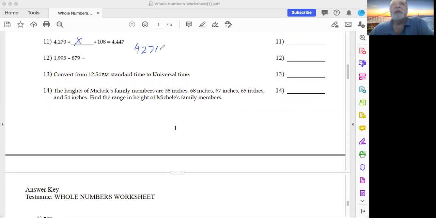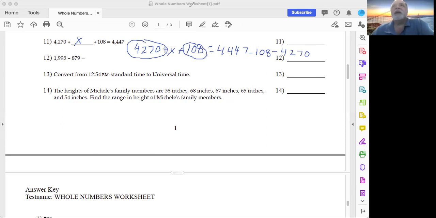4270 plus X plus 108 equals 4447. So we want to subtract this value and this value from both sides. So let's do that. Minus 108, minus 4270. Okay.